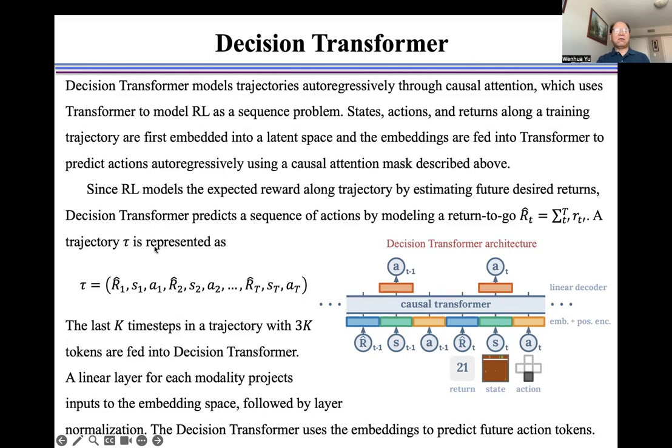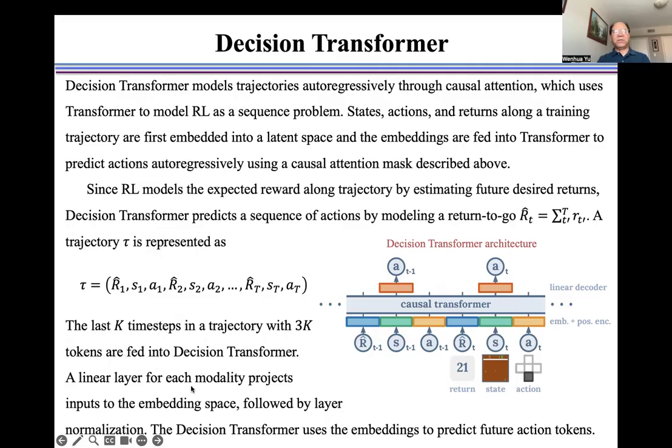A trajectory tau is represented as here and explained in this figure. This is a return to go. Given state S, the model predicts action A, and then we use S and A to recalculate the return to go. The last K time steps in a trajectory, with 3 times K tokens, are fed into decision transformer.